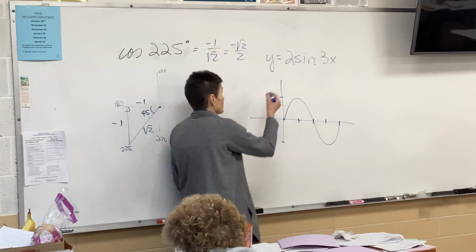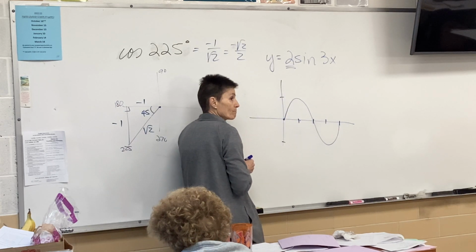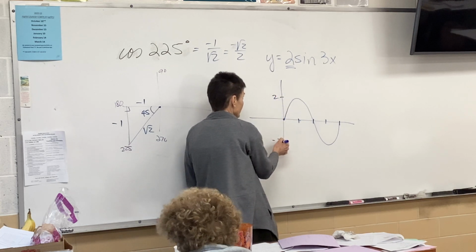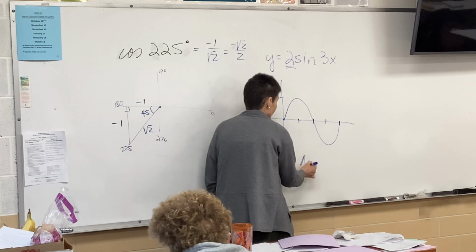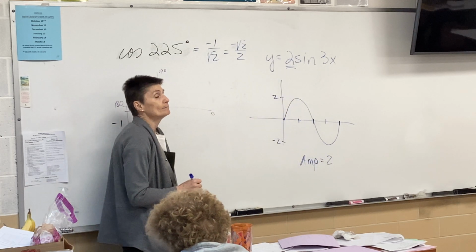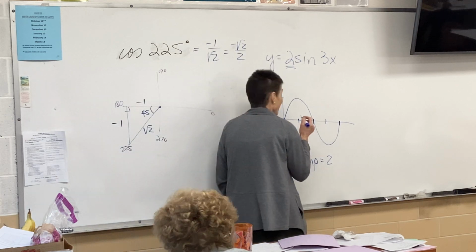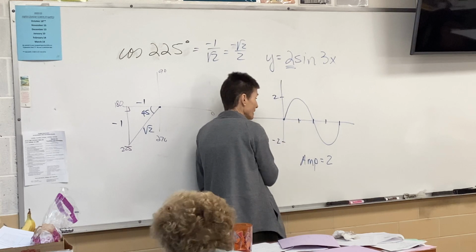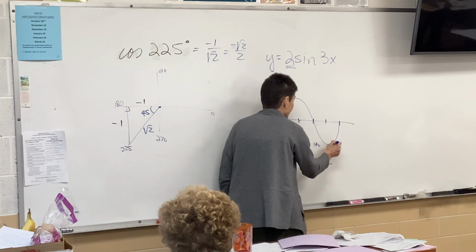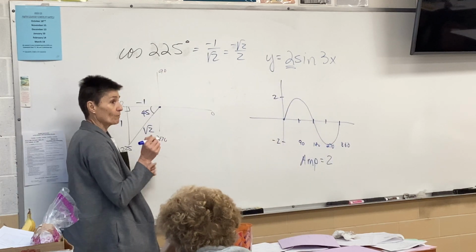So let's look at our equation. What does that 2 right there tell me? It tells me the curve goes up 2 and down 2. In other words, its amplitude is 2. Now, I don't know what these labels are going to end up being, but I know they're supposed to be 90, 180, 270, and 360, just like when I draw my angles over here.